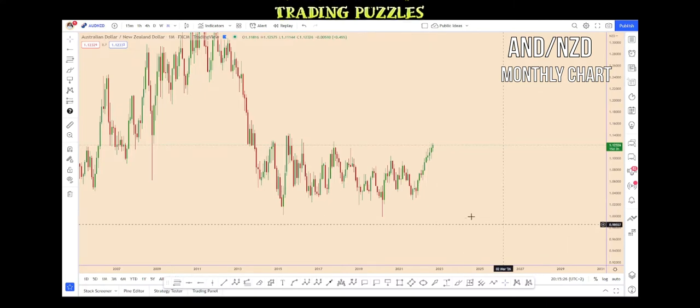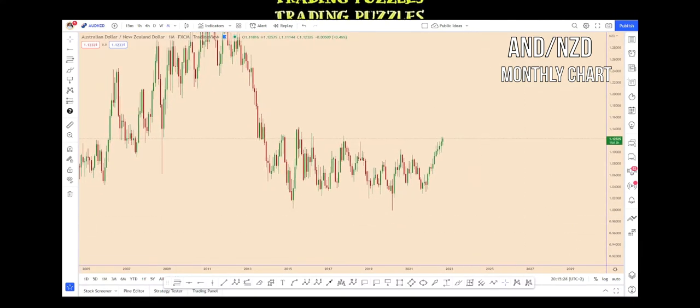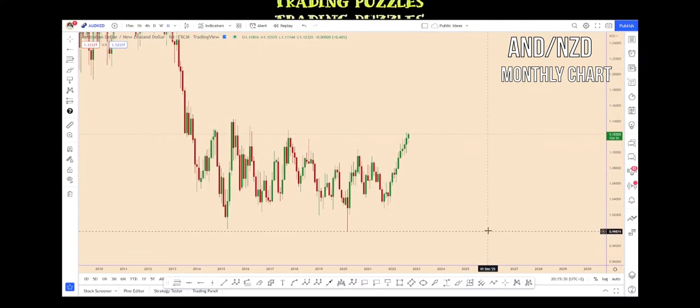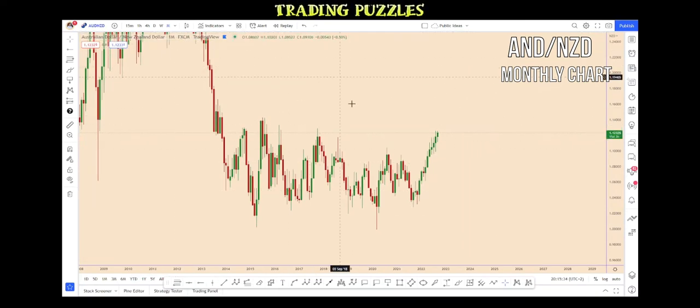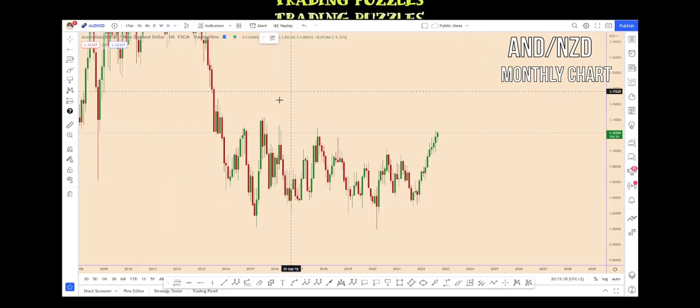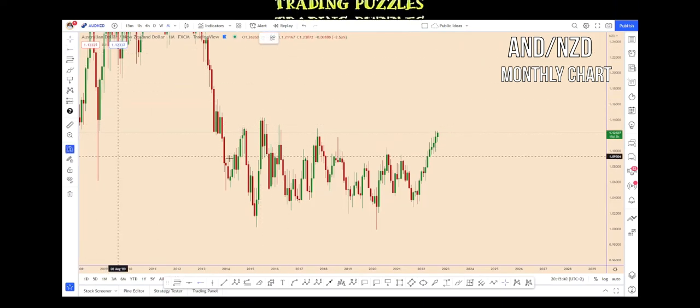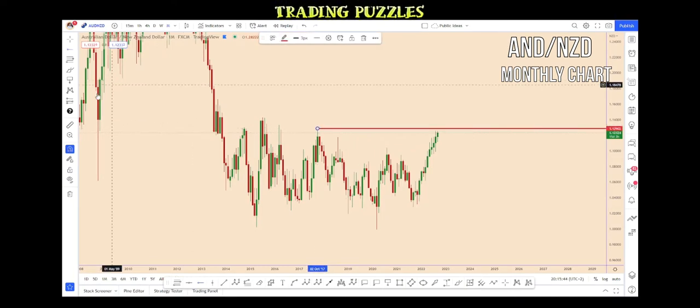Today we are going to look at Australian dollar and New Zealand dollar. We are going to break it down from the higher time frame on monthly and up to the lower time frames, and we are going to see what the price is actually doing. So let's go back on the chart.